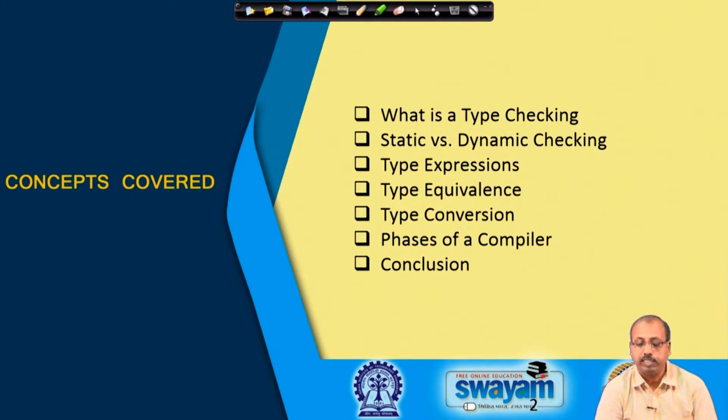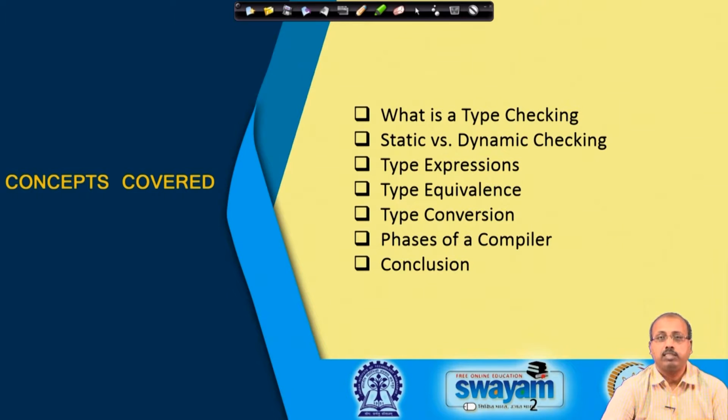The topics that we are going to cover are like this. We will see what type checking is, that is the first thing. Then this type checking may be static or dynamic. Static means it is done at compile time itself, and dynamic means we do the type checking while the program is in execution. So, both have their implications. Most programming languages go for static type checking, but many times some programming languages allow dynamic type checking.